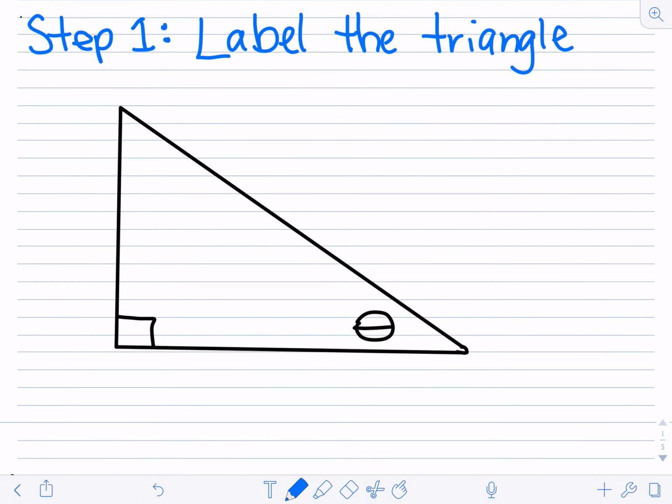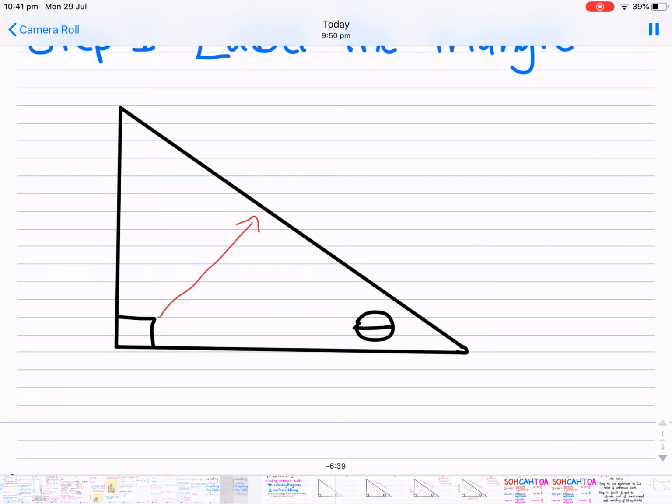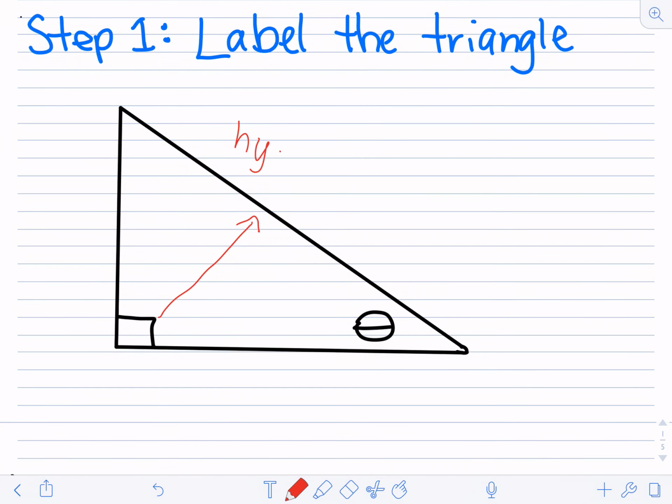It is very important that you always start by labeling the triangle. Don't try and do shortcuts because you'll make silly mistakes. Always spend some time to label the triangle. So how do we label this triangle? It's quite simple. Opposite the right angle is always the hypotenuse.